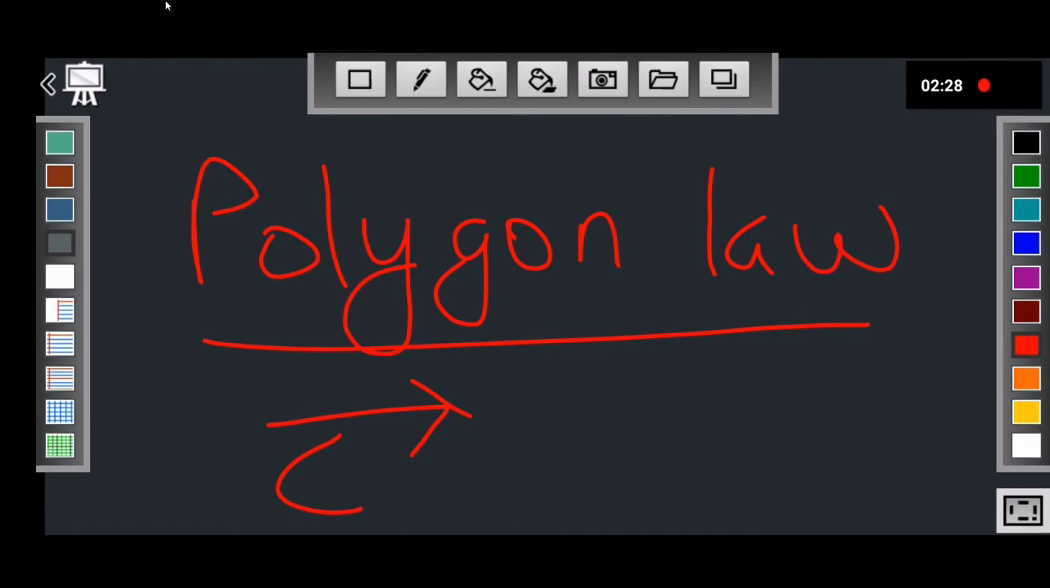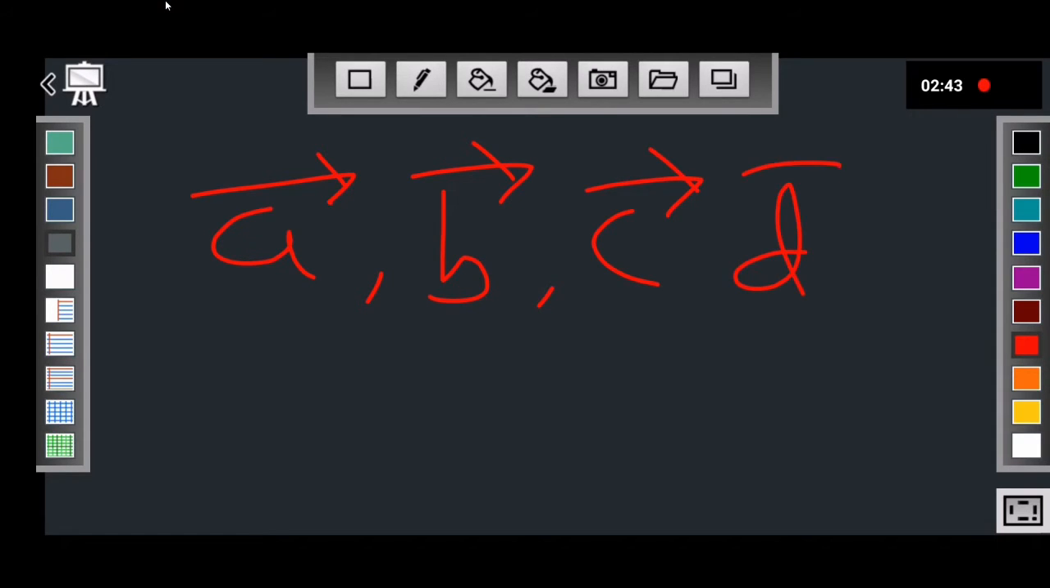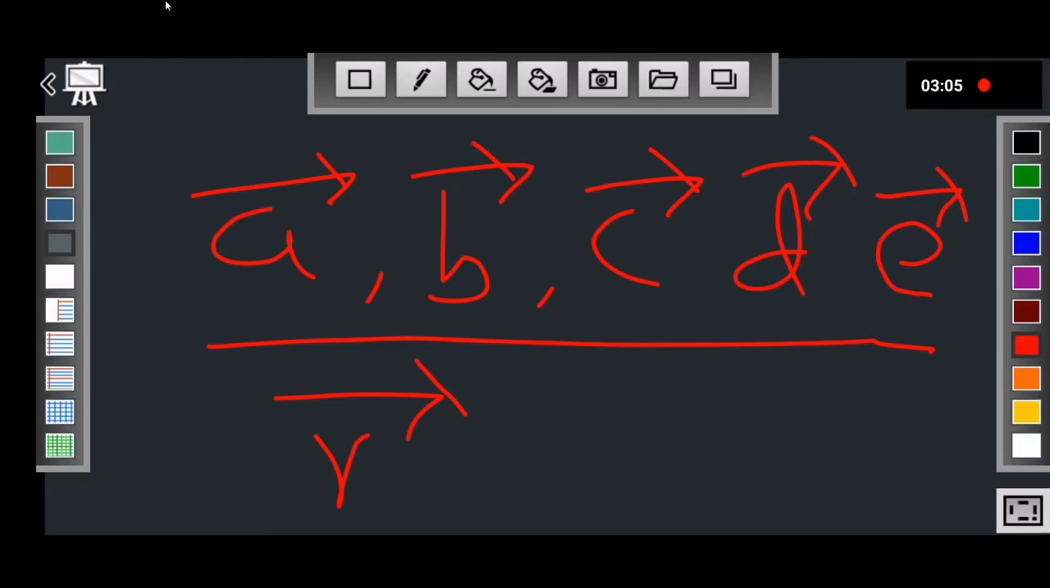The statement looks slightly confusing, so I want to explain it again. The polygon law of vector states that if there are some vectors, like A vector, B vector, C vector, D vector, and E vector, suppose there are 5 vectors, and these 5 vectors are represented in magnitude and direction by sides of a polygon taken in the same order, then the resultant of these 5 vectors, let's take R vector, is represented in magnitude and direction by the closing side of the same polygon, like this.